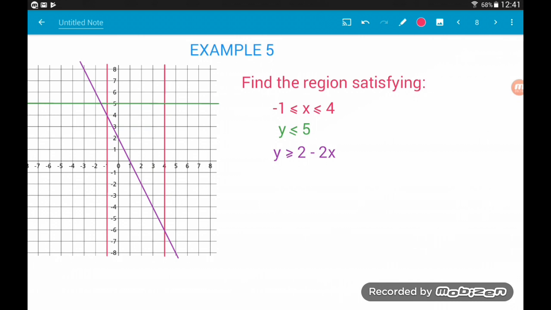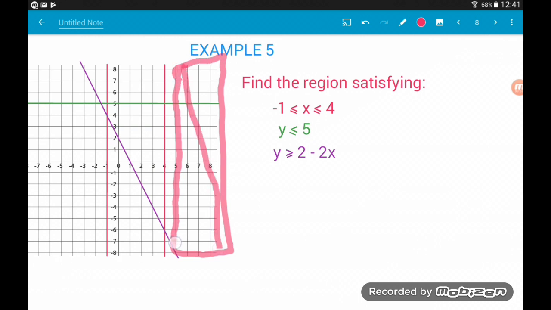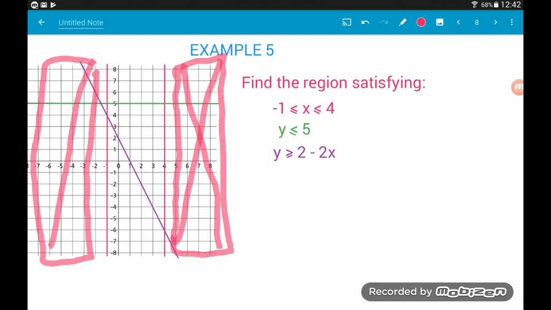So I've plotted the two lines x equals -1 and x equals 4. Those are the two vertical red lines. So we know then that our region we're interested in is between those two. So we're not interested in this region here to the right of x equals 4. And we're also not interested in this region over here to the left of x equals -1. So already we've narrowed ourselves down quite a bit.